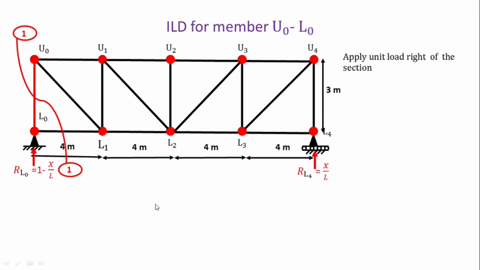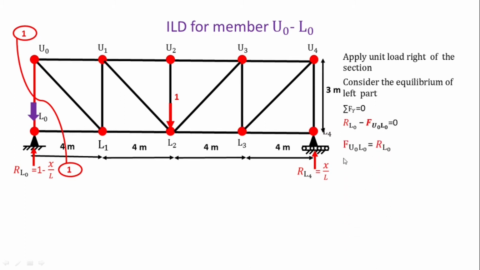The next, again we are applying the load on the right hand side. So apply the load on L2 now. Again consider the left of the section, because we are applying the load on the right of the section. So consider the equilibrium of the left of the section. Again here we have to assume the sign of this member force. Again compressive. Again only the two vertical forces are here. So apply the sigma FY condition. The equation is the same as previously. RL0 minus FU0L0 equal to 0. FU0L0 is equal to RL0.